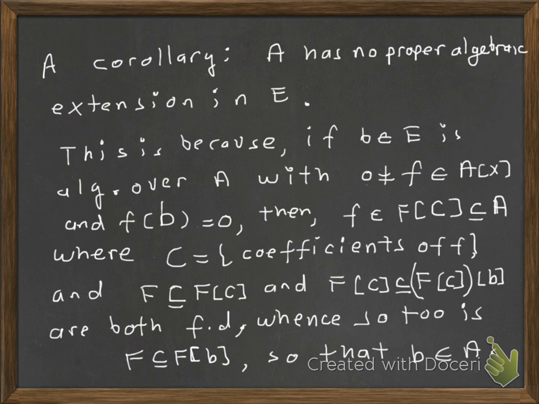So according to our observation, that simple observation that we proved, the extension of F to F(B) is algebraic too, because it sits inside this. So that puts B in A, proving our corollary. So this concludes the second part of our discussion.